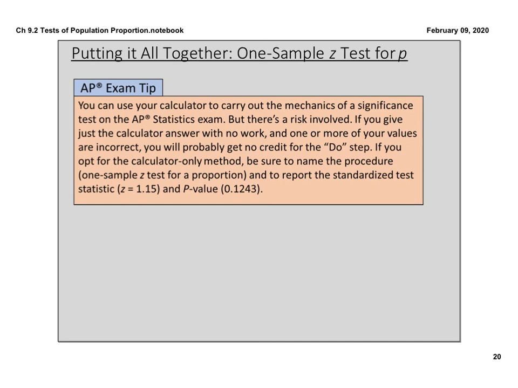All right, so this last AP exam tip says you can use your calculator to carry out the mechanics of a significance test on the AP exam, but there's a risk, and we've talked about this a lot in this class. If you give just a calculator answer with no work, you will definitely not get credit for the do step. They use the word probably, I'm going to use the word definitely. If you don't show any work and you don't state it in terms of context, like you don't show the z, you don't show how you got the test statistic, you don't show how you got the p-value, that's going to be a problem. You can't just do normal CDF and call it good.